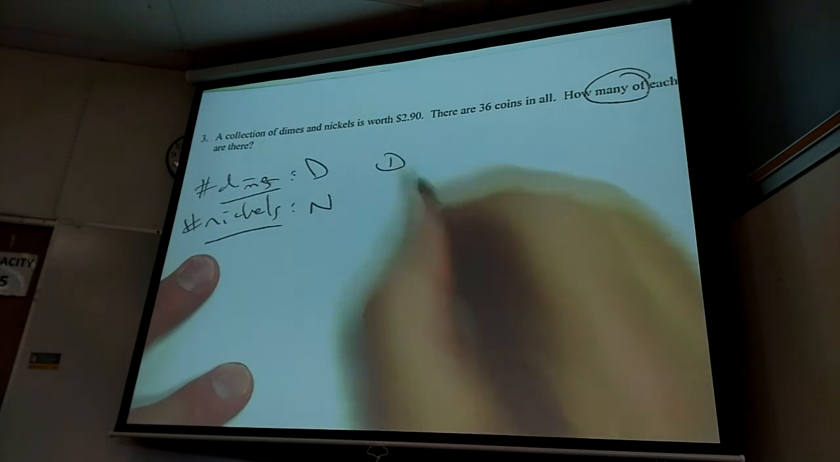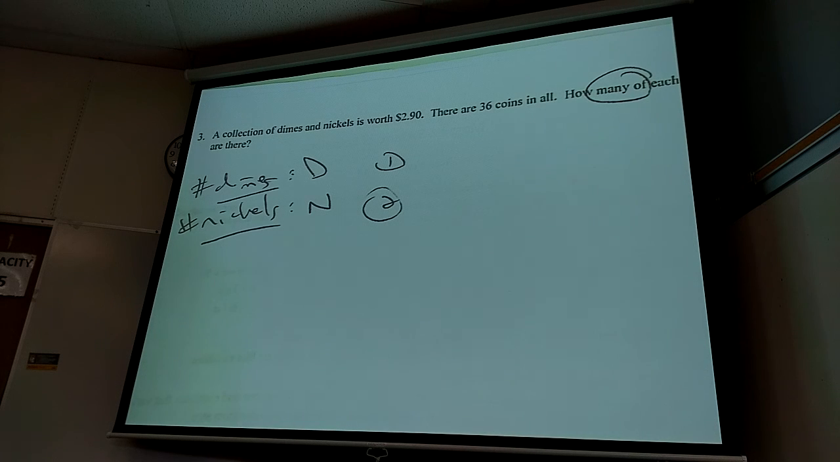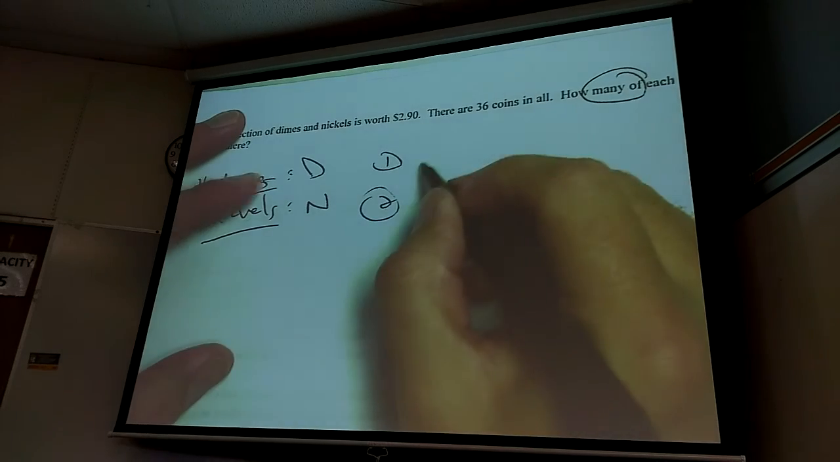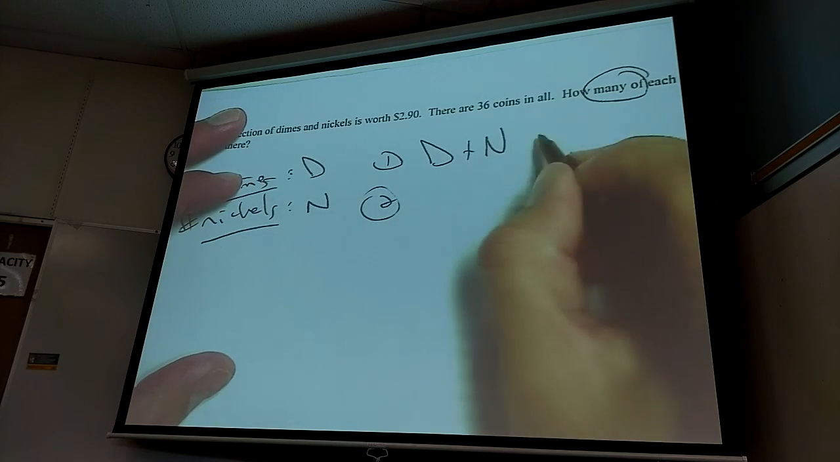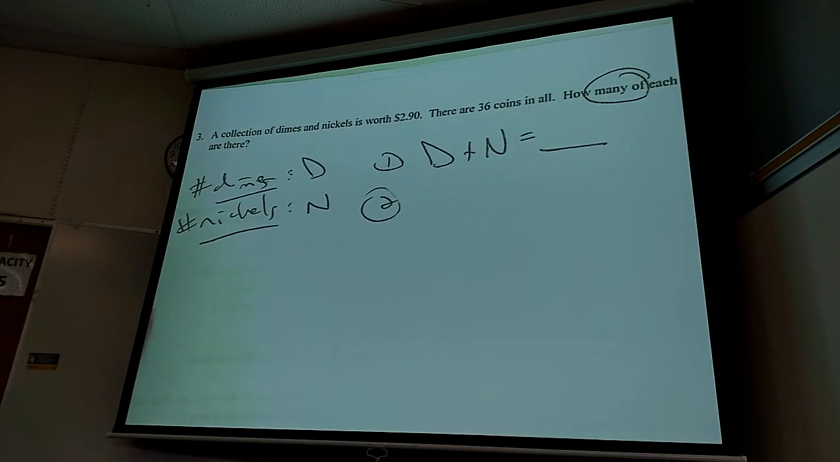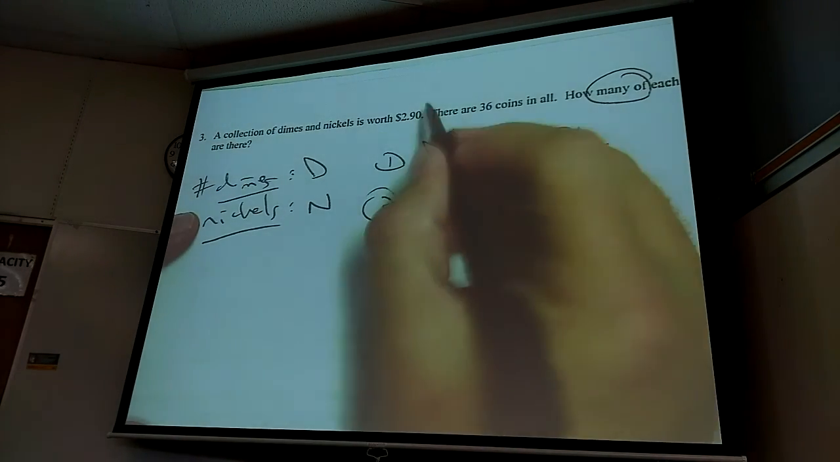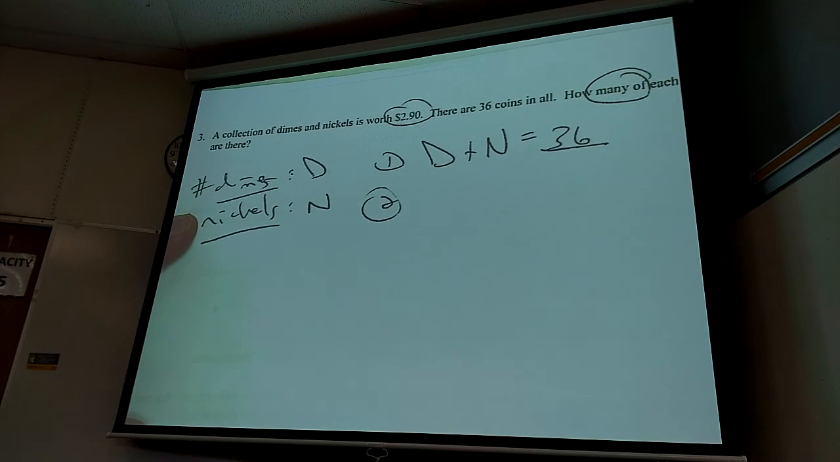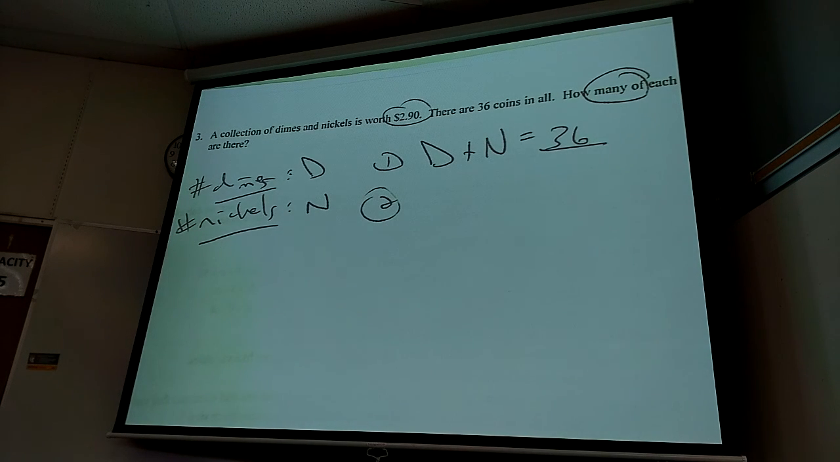So there's almost always going to be one equation where you just sum up the letters and it equals something. Obviously, if D and N are the number of coins, when I add them, I'm supposed to get 36. So here's something you can always do with these word problems: D is a number of dimes, N is a number of nickels. So whatever goes on this side better be a number of coins. So 36. I wouldn't put 290 here. I haven't brought money in yet.